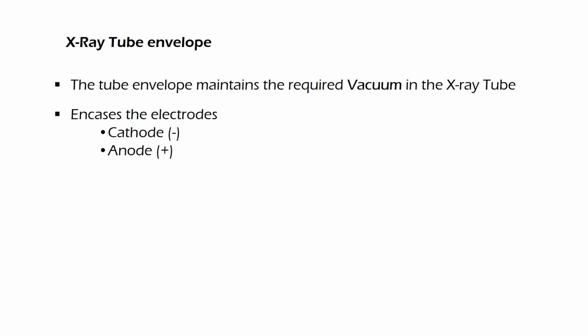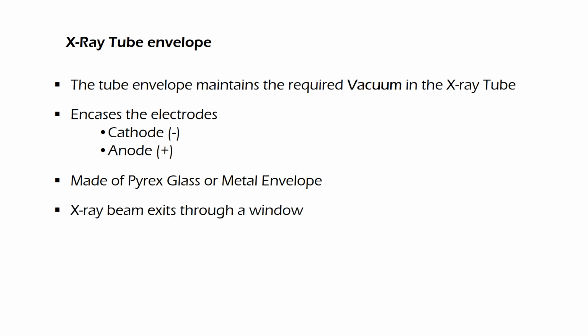The X-ray tube envelope encases the two electrodes, the cathode or negative electrode and the anode or positive electrode. The envelope is commonly made of Pyrex glass, but high-performance tubes increasingly have a combination of glass and metal or ceramic and metal. The X-ray beam exits the tube through a window in the envelope. To reduce absorption, the thickness of the glass is reduced in this X-ray window area. The area measures approximately 5 square centimeter.